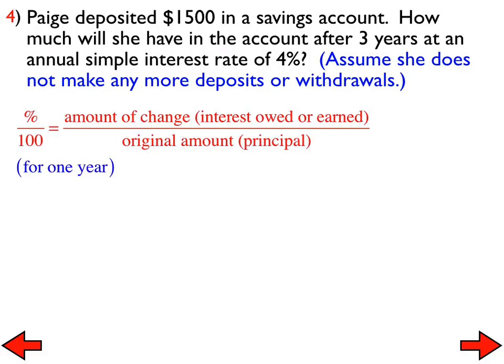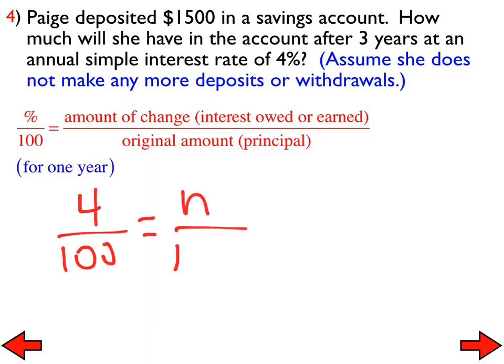So set it up the same way. What's the percent? Over 100 equals interest over 1,500. Good. Go ahead and solve this one.